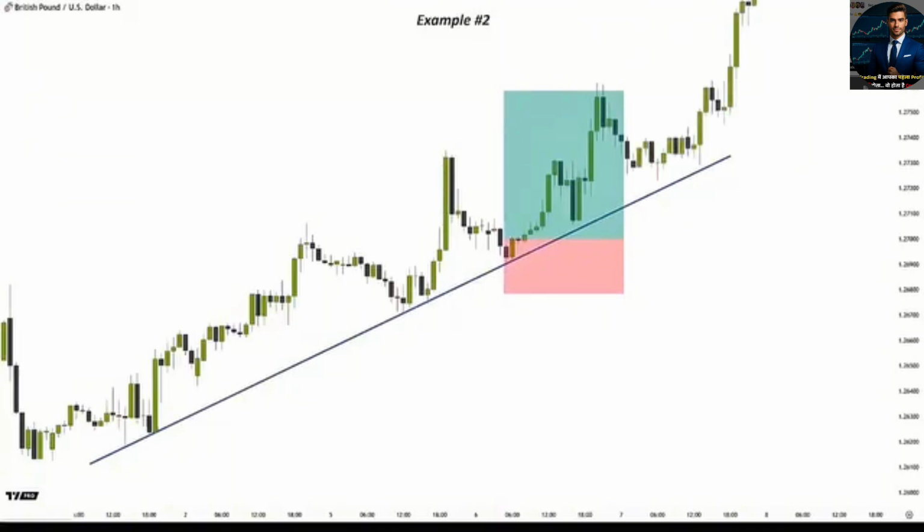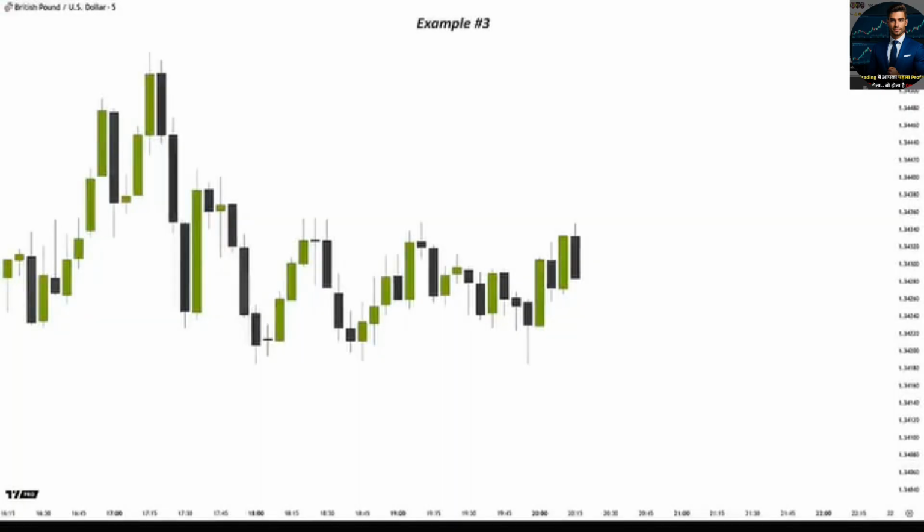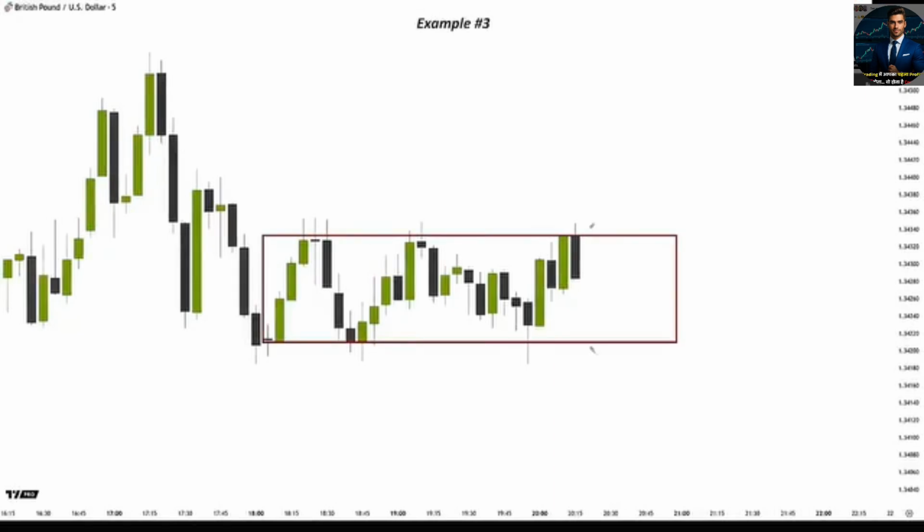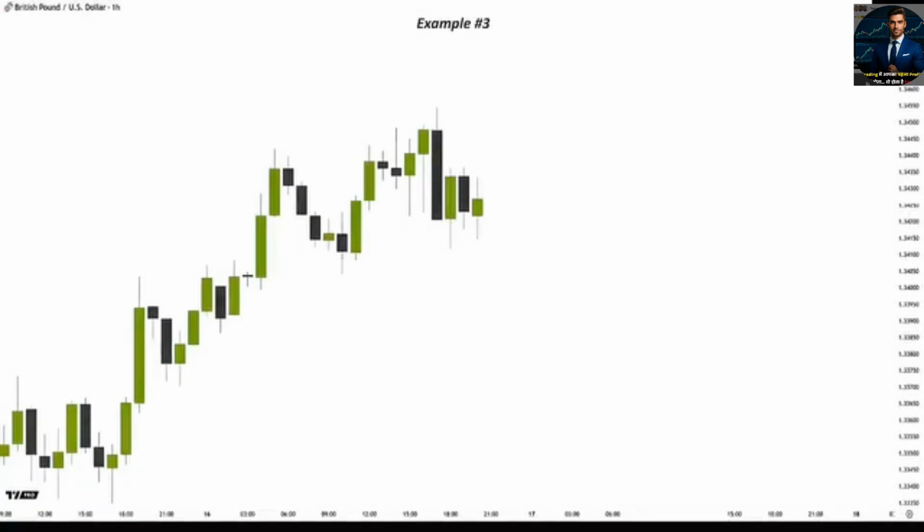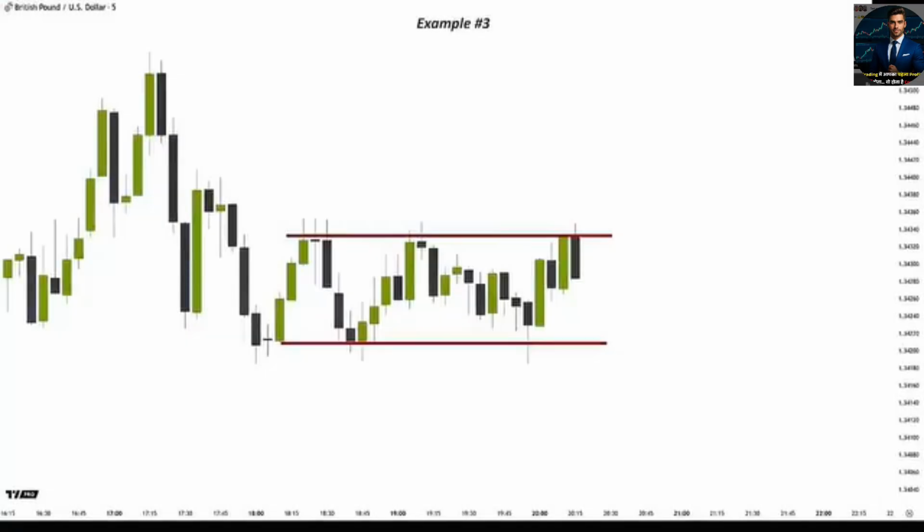In the third trading example, we have a consolidation on the 5-minute chart, where the price looks trapped inside a box. A break to either side could signal the next move. However, if we zoom out to the 1-hour chart, we can see that the higher time frame direction is actually bullish. This means we should focus only on buying.